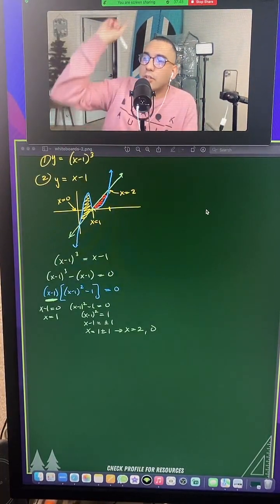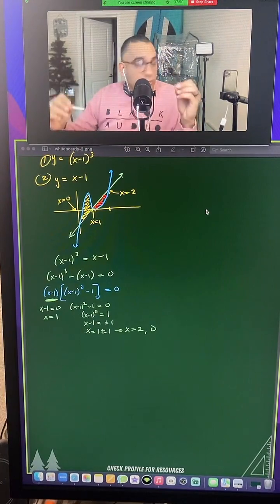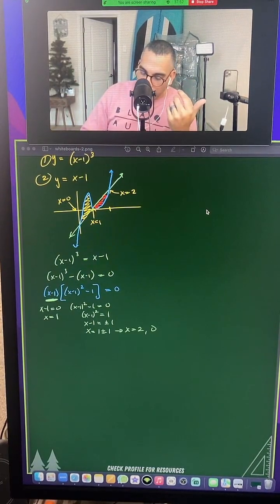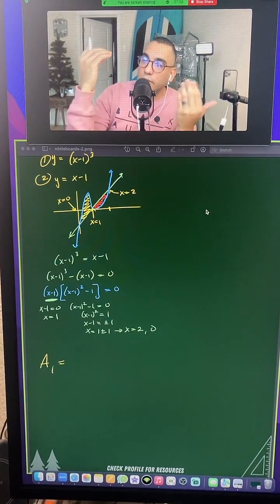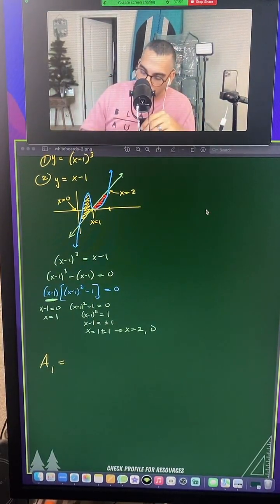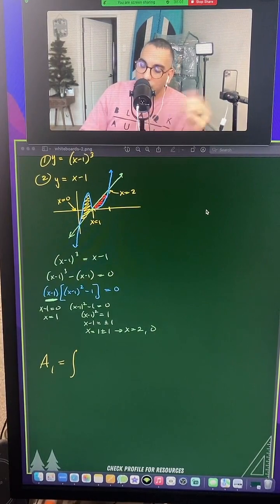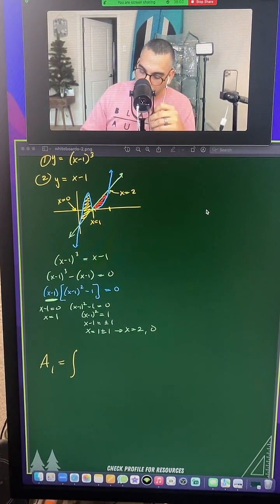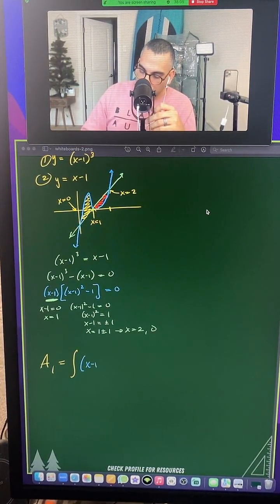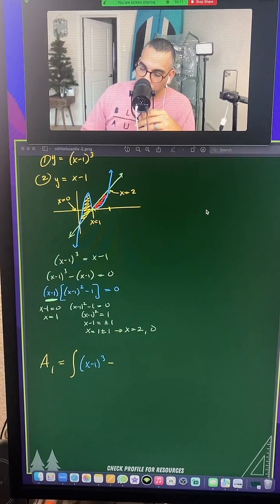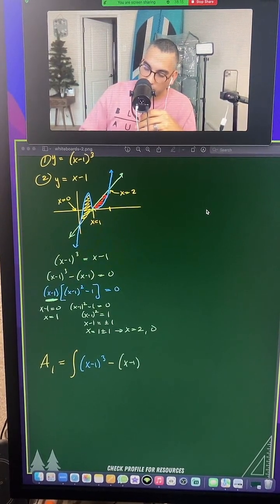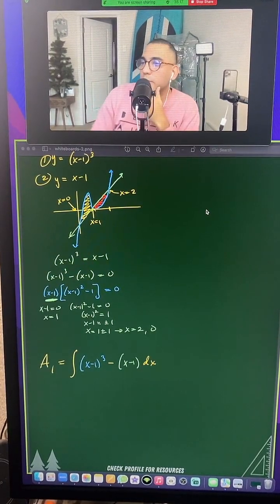All right, guys. So like we mentioned, we have two integrals. The first one is area 1, which is the integral from the top function to the bottom function. So the integral of the top function, that's the cubic one. So this is x minus 1 cubed minus the green function, which is the linear one. All right, who can tell me the parameters here?